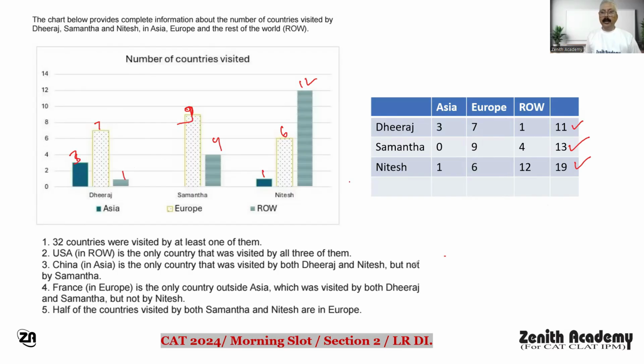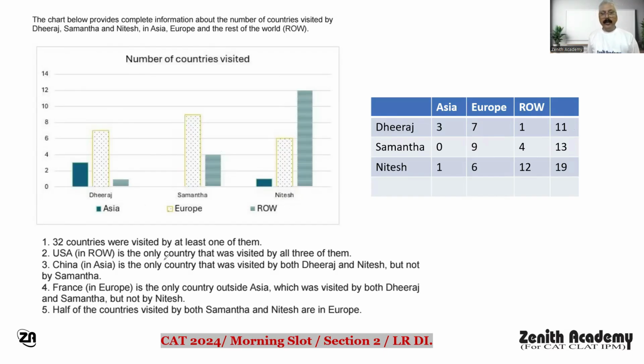So it is. And then further is given: 32 countries were visited by at least one of them. Means Dheeraj or Samantha or Nitesh or any two of them or all three of them. So the total number of countries is 32.